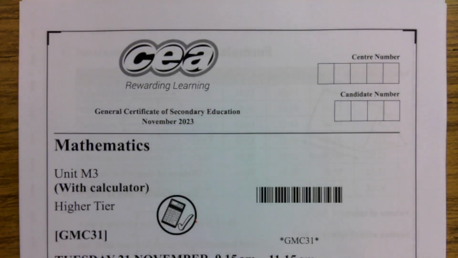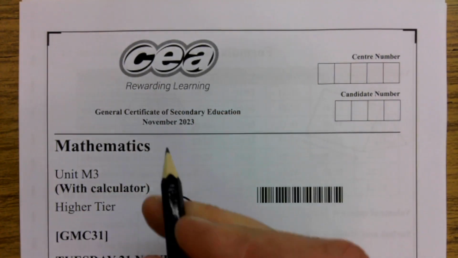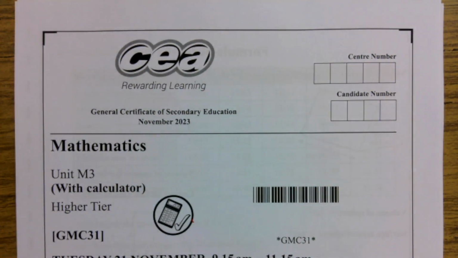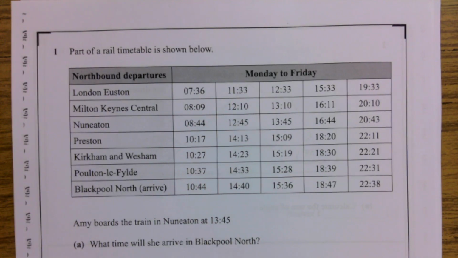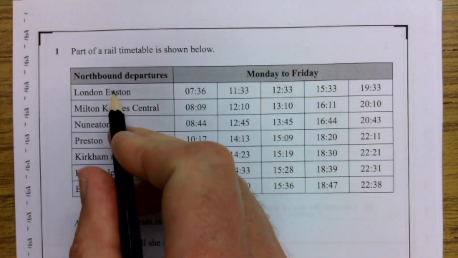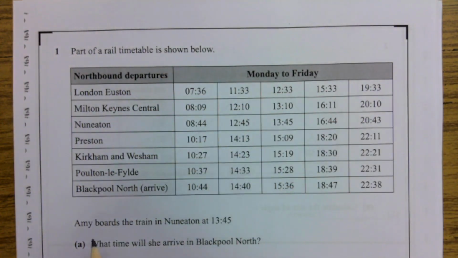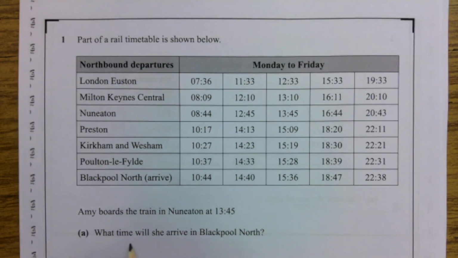This is the M3 paper from CCEA, and this one's from November 2023. So let's take a look. Part of a rail timetable is shown below. So we have these times. Amy boards a train in Nuneaton at 13:45. What time will she arrive in Blackpool North?